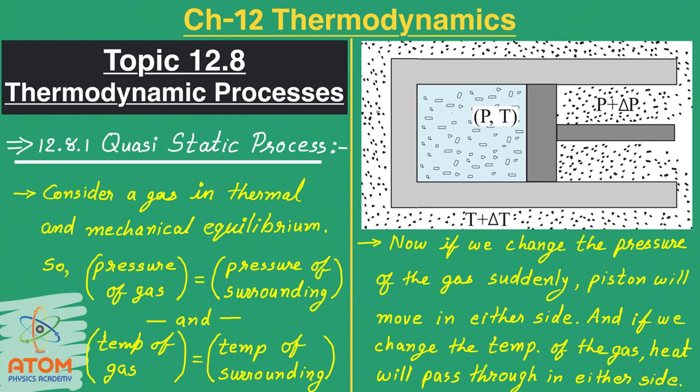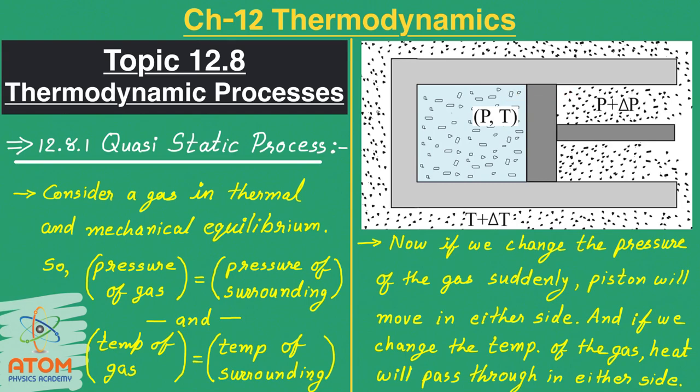Now for this arrangement, consider the gas in thermal and mechanical equilibrium. That means what? When we say it is in thermal equilibrium, that means the temperature outside and inside will be the same, and so no heat will travel inside or outside. As well as when we say mechanical equilibrium, that means the inside pressure and the outside pressure will be the same, and so the piston will not move to any side, right?